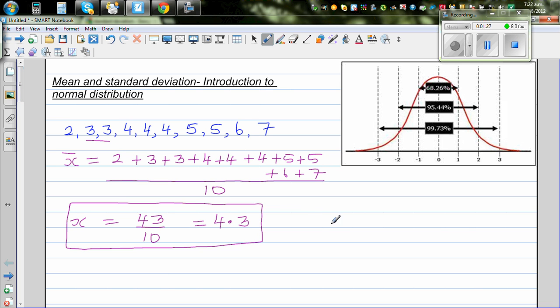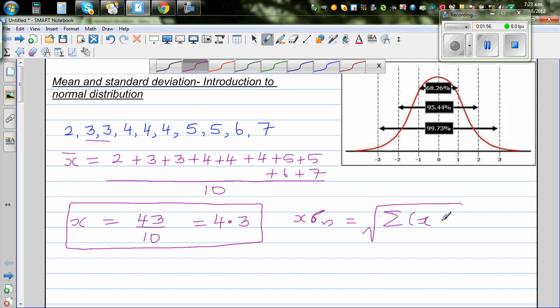deviation. Now, let me write the formula for standard deviation. The formula for standard deviation uses a Greek letter, sigma. The formula is like this. Looks very daunting, but it is not. So this is sigma. Again, this is small sigma, and this is capital sigma. This is x minus x bar. The formula is x minus x bar, the whole squared, divided by n.